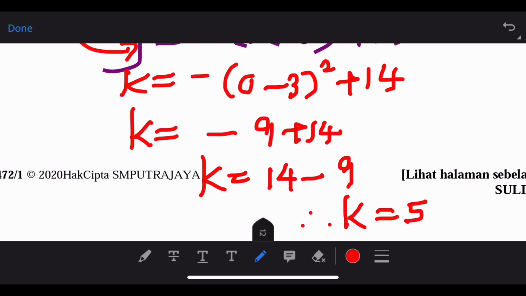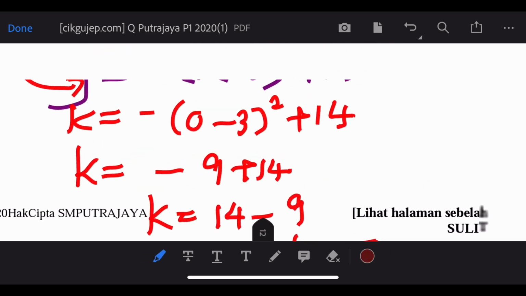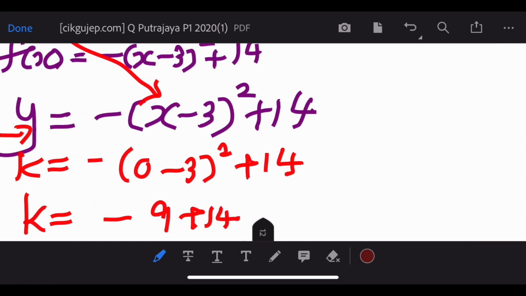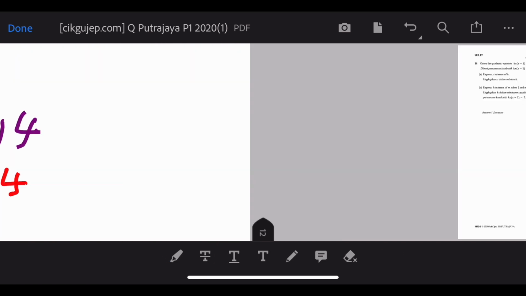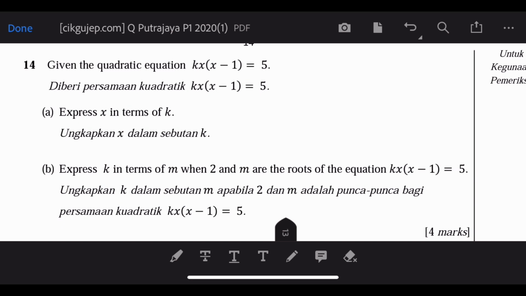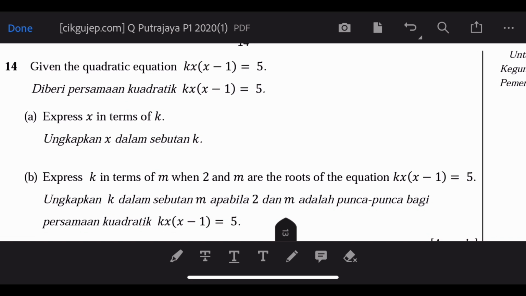Whenever there is a square there, it will not always be positive. So your answer for K is 5. Alright. Okay, next question.